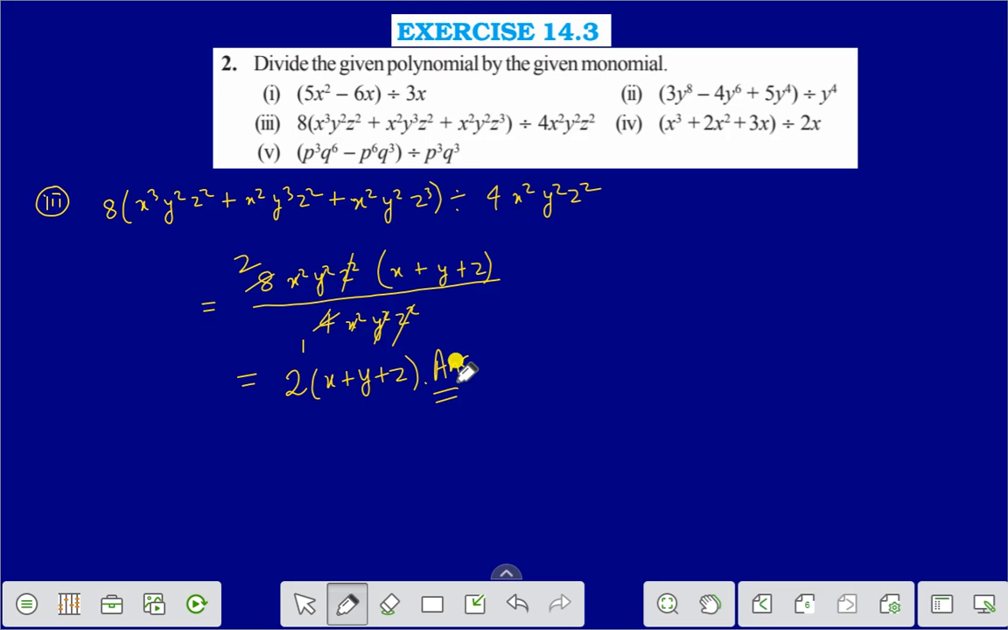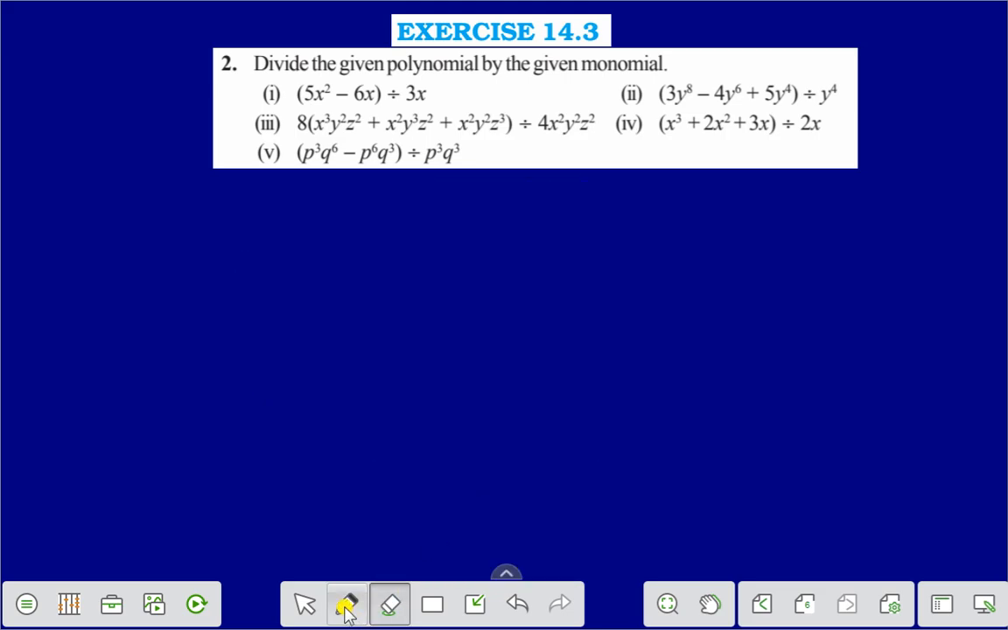Now, we will solve question number 4. Now, here you see question number 4 is x cube plus 2x square plus 3x divided by 2x. Therefore, it can be written as x cube plus 2x square plus 3x divided by 2x.